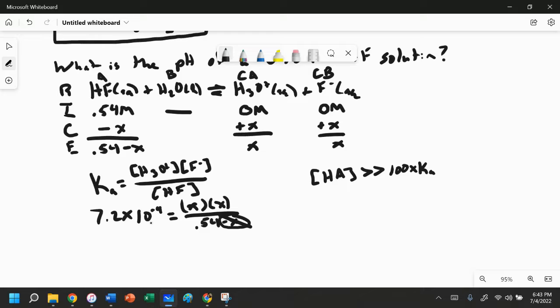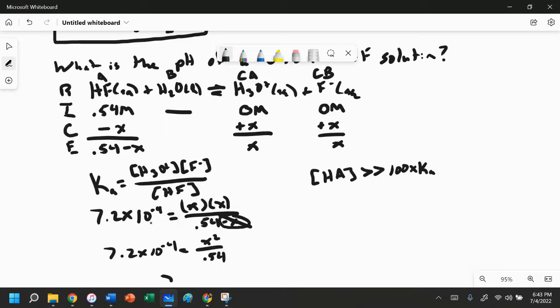So now it's just a matter of solving for x. So I'm going to simplify those x's. 7.2 times 10 to the negative 4 equals x squared over 0.54. And remember, if we solve for x, we will get the concentration of hydronium. And if we get the concentration of hydronium, we can solve for the pH using the pH equation. So now we are going to solve for x, which is just going to be an algebraic manipulation.